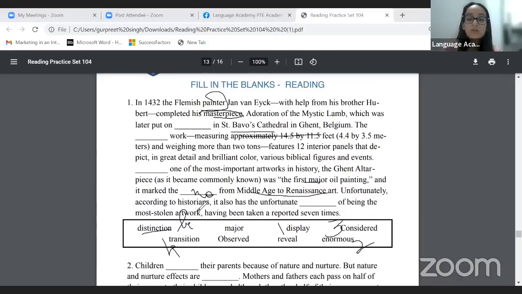Unfortunately, according to historians, it also has the unfortunate dash of being the most stolen artwork. So before of, we need a noun. And all of you have written a verb here, reveal. See, it's not always important that you will understand the thing. Don't even try to do that. That trying is the first mistake. Go with rules. I need a noun. How many nouns do I have? Only one. That is my answer. Because your understanding can go wrong, but the rule can never go wrong.